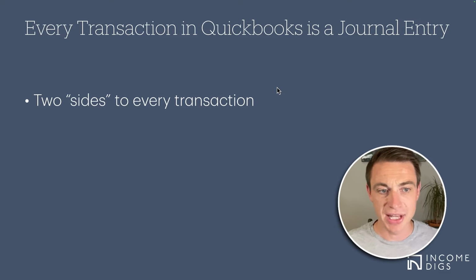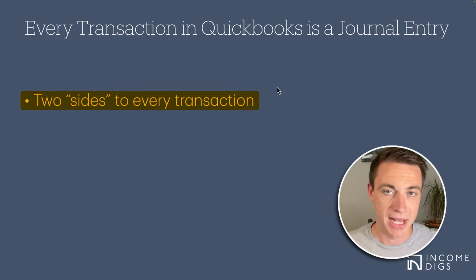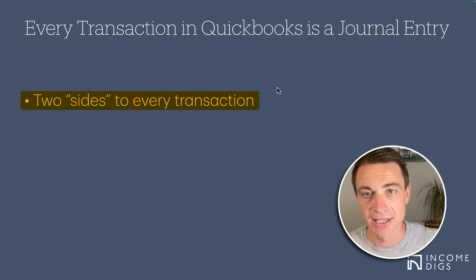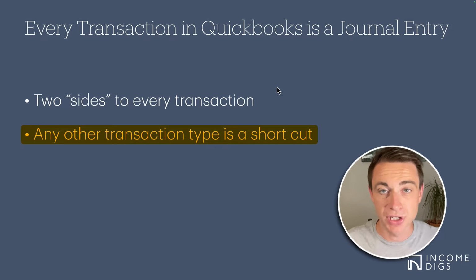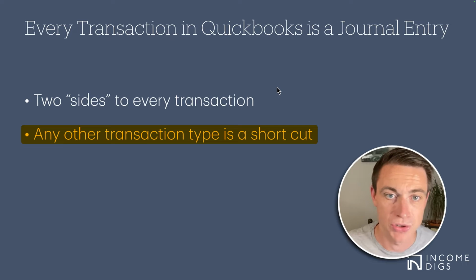Understanding that, we need to know that there are 2 sides to every transaction, okay? Which really makes a lot of sense when we see what a journal entry looks like. We have debits and credits. We have 2 sides. On those transactions, it's very obvious. Behind the scenes, QuickBooks is doing that on the other transactions as well. Every other transaction is really just a shortcut, okay? So an expense is a shortcut to a journal entry. A sales receipt is a shortcut to a journal entry.